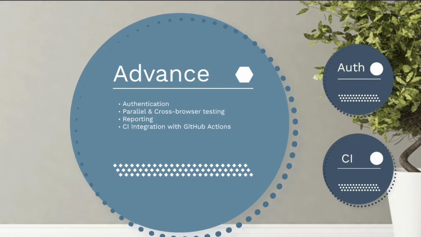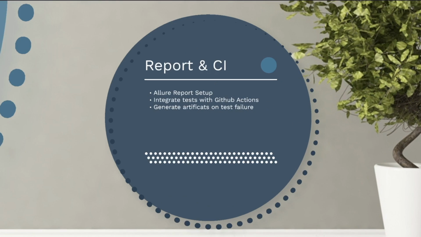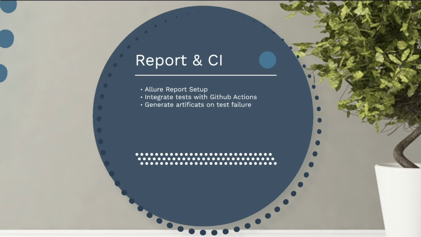Then on the CI side, we will first implement reporting using the earlier reports. Then we will integrate all of our tests with GitHub Actions, which will automatically get triggered whenever we push any changes to GitHub. Finally, when a test fails, we will generate test artifacts where we can see all the reports in a single zip file attached to our job.